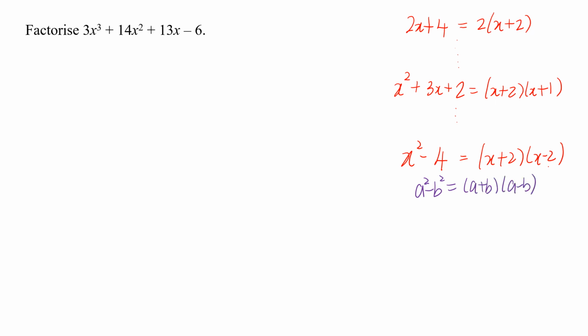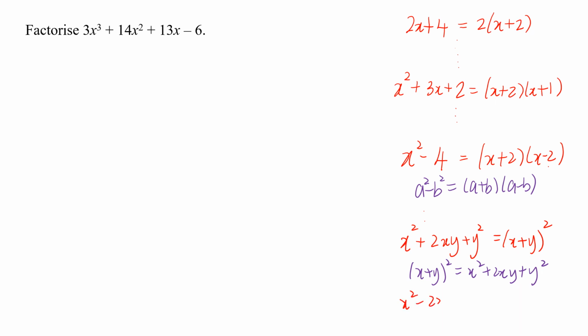And also you learn how to factorize things like x squared plus 2xy plus y squared. This can be factorized as x plus y to the power of 2, right, using this identity. Right, and then if you have x squared minus 2xy plus y squared, you can factorize it into x minus y to the power of 2, also using one of these algebraic identities.